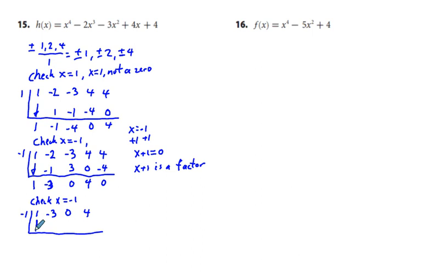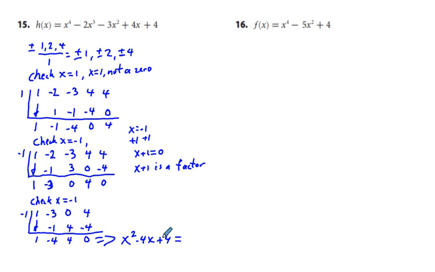And we bring down this 1. So we have 1. Negative 1 times 1 is negative 1. Negative 3 plus negative 1 is negative 4. Negative 1 times negative 4 is 4. 0 plus 4 is 4. And negative 1 times 4 is negative 4. And we get 0. So we have, working to the right, x squared minus 4x plus 4.